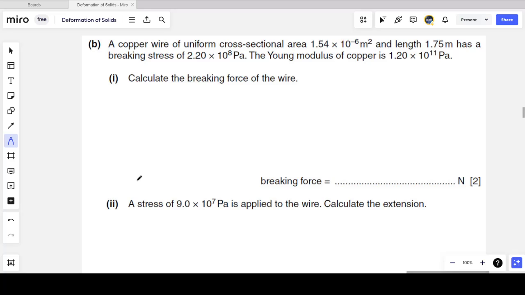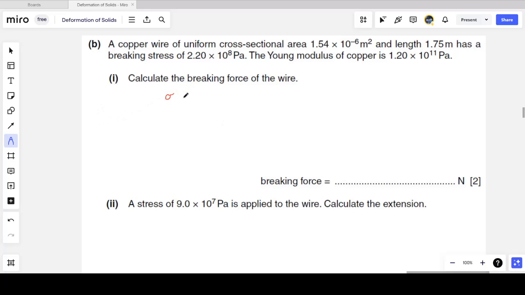Now, whenever you're asked to deal with wires, always assume that wires are cylinders. In general, wires are cylinders unless stated otherwise, just very, very small cylinders with tiny diameters, and hence they have tiny cross-sectional areas. Now, if I want to find the breaking force of the wire, and I'm given the breaking stress, I need to know what force is going to cause the stress to reach this value so that the wire will break.